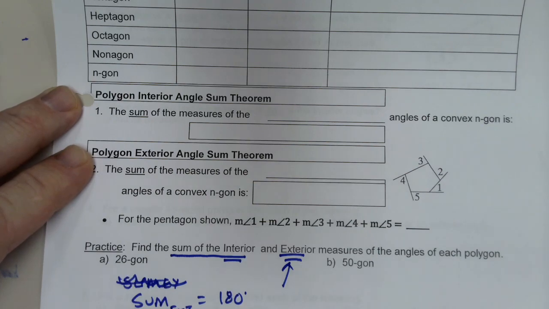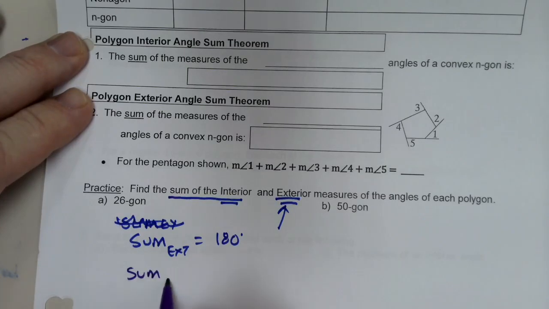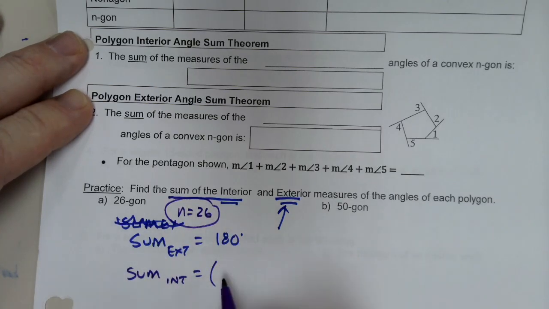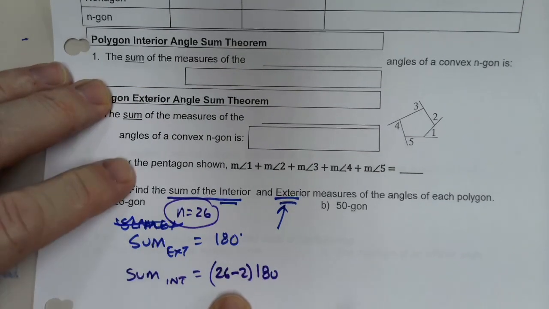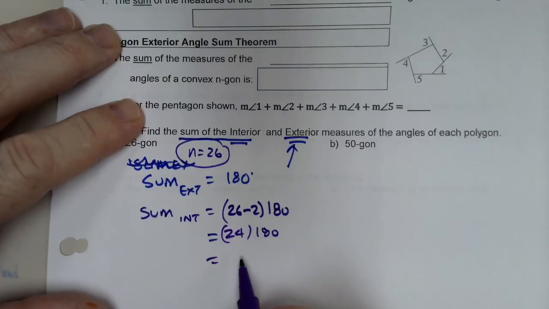And when it comes to the sum of our interior, well, that's going to be n, which in this case, n equals 26. It's a 26-gon. So 26 minus 2 times 180. The 26 minus 2 gives us the number of triangles. There would be 24 triangles if you drew a diagonal from one vertex to all the others. If we put that in our calculator, believe it or not, we'll get 4,320 degrees on the inside.